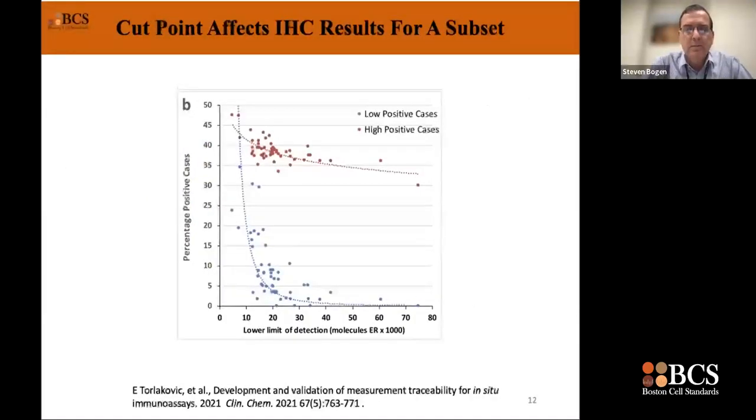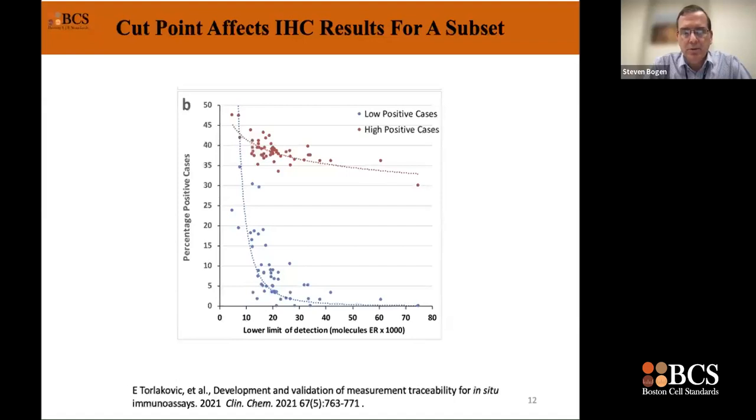Those cut points make a huge difference, but only for a subset of cases. This graph shows the percentage of positive cases in the tissue microarray along the y-axis as a function of analytic sensitivity on the x-axis. Each dot is the result from a single participating lab. At the far left on the x-axis, those labs are highly sensitive. They have low cut points or lower limits of detection. It doesn't take many estrogen receptor molecules in those labs to the left to generate a visible stain on the assay. In this graph, we also stratified the low and the high ER-positive cases.